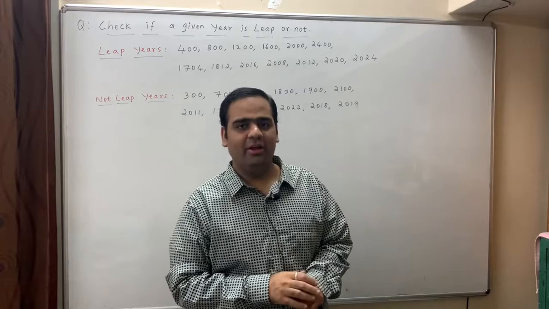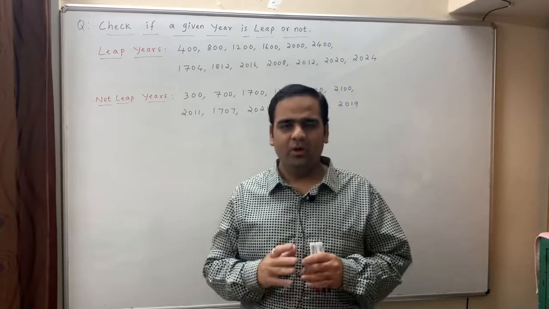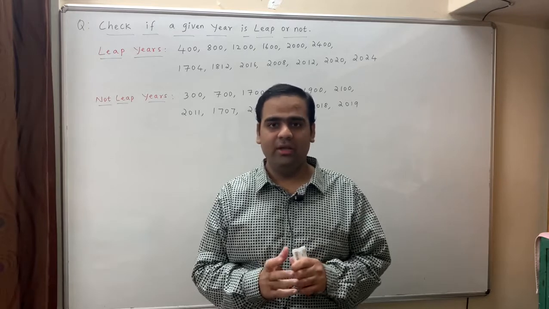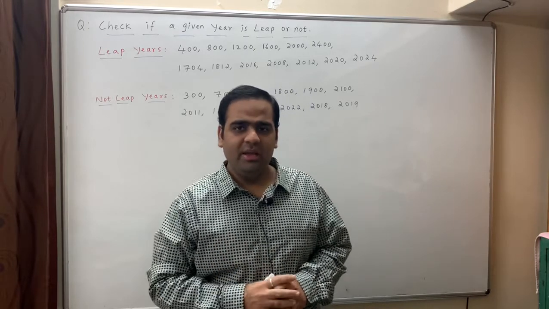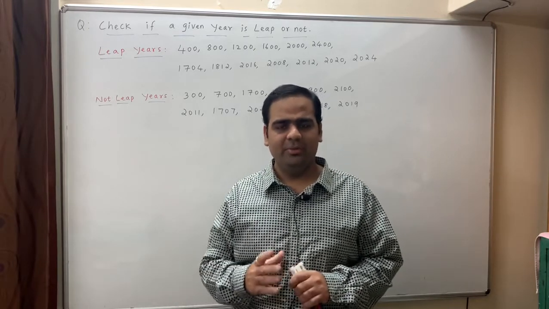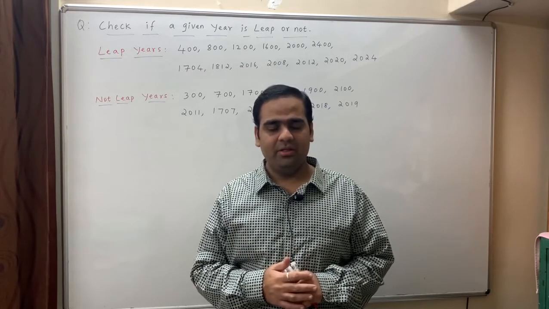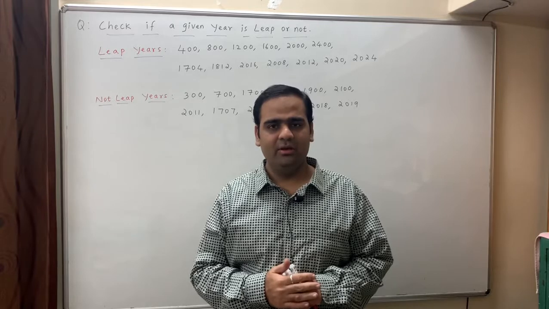In this video we are going to talk about how to find if a given year is a leap year or not a leap year. Now what is a leap year? A leap year is one in which February has 29 days. And when does the leap year occur? It occurs after every 4 years.